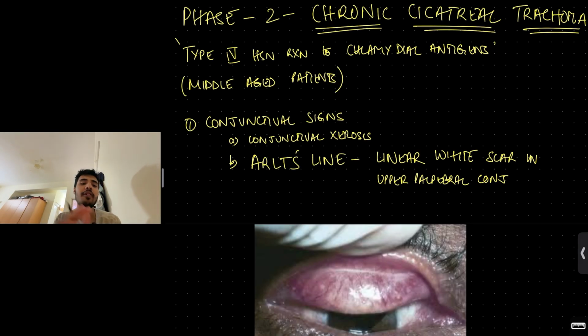Phase 2. Now phase 2 is chronic cicatricial trachoma. This occurs in middle age. Phase 1 occurs in young age. Now, chronic cicatricial trachoma is a type 4 hypersensitivity reaction to the chlamydial antigens. So, here it is a chronic inflammatory reaction.